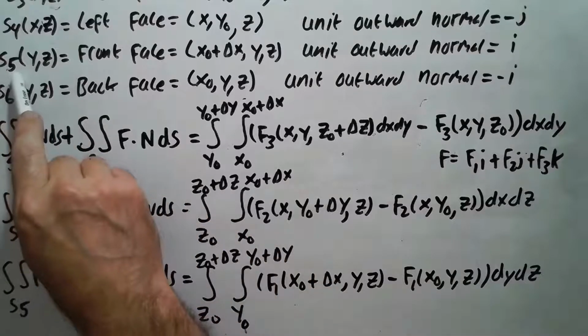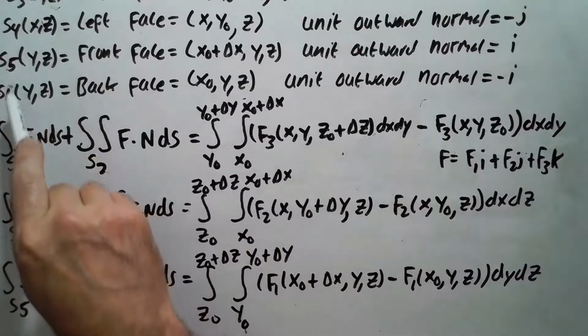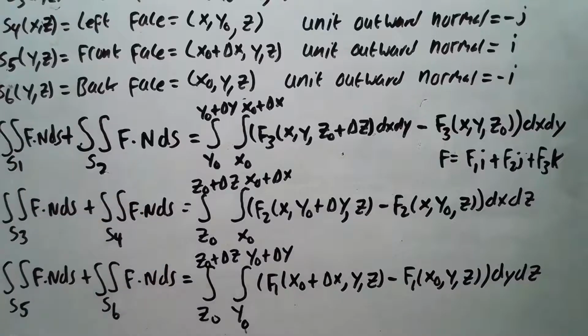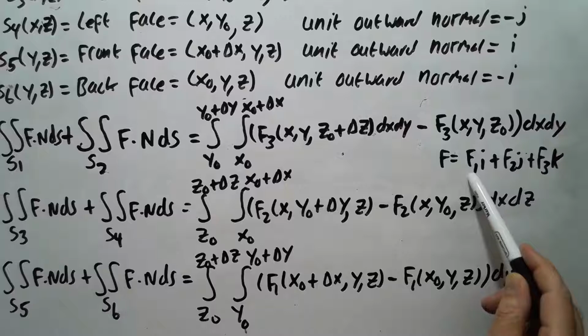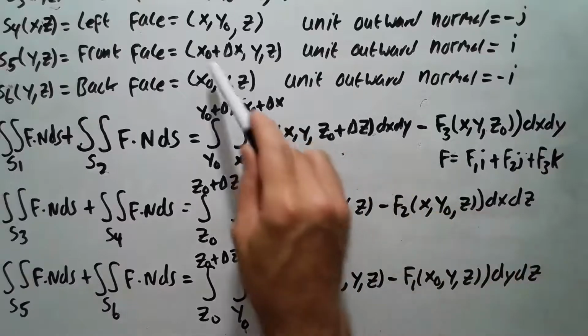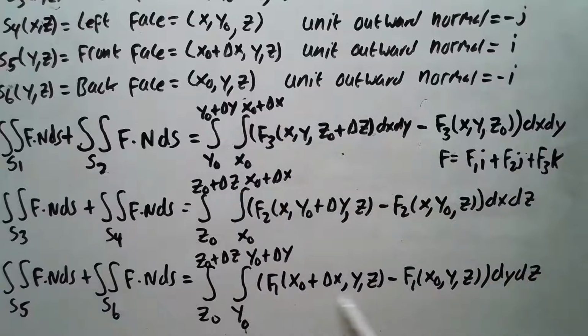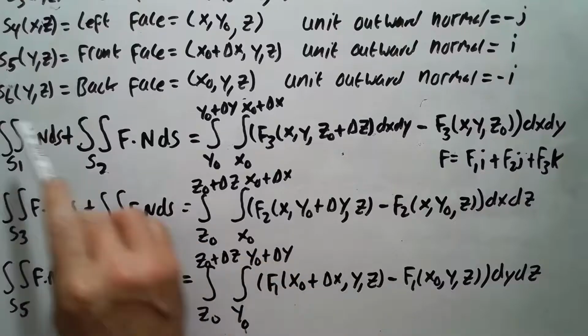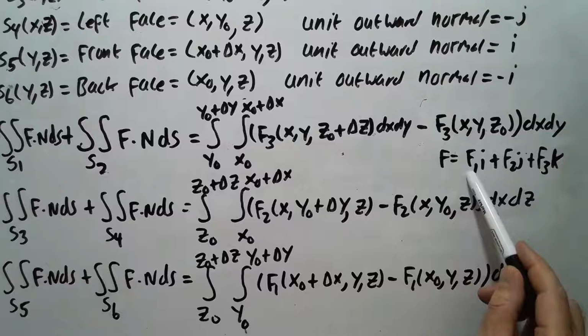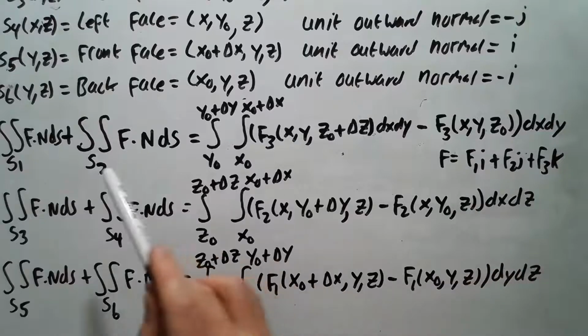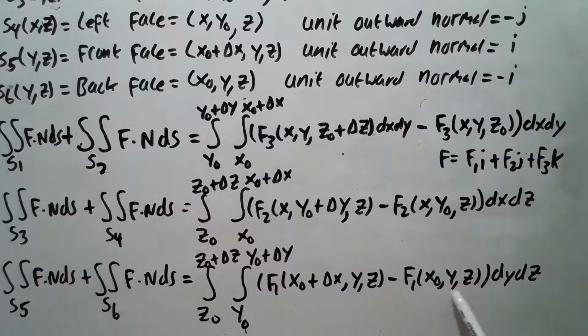If you do the surface integral over S5 and S6: for S5 you're dotting with i, so you're going to pick up the F1 component, evaluating at this point here, which I've done. And for S6 you're dotting with negative i, so you're picking up negative F1, evaluating at x0, y, z. So this would be all the surface integrals then.